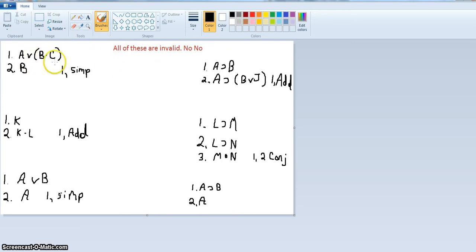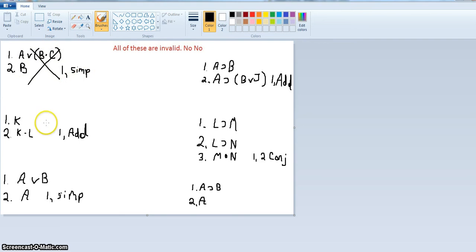So if you look at number 1 over here in the top left, A or B and C, therefore B by simplification. No, this is invalid, right? You must have B and C on a line by itself in order to simplify. And you can kind of talk it out. Let's say A is I'm eating, or I'm singing and dancing. Okay? Therefore, I'm singing? That just doesn't follow. Okay, so that is always a bad inference. You can't just focus on part of a statement and simplify it.